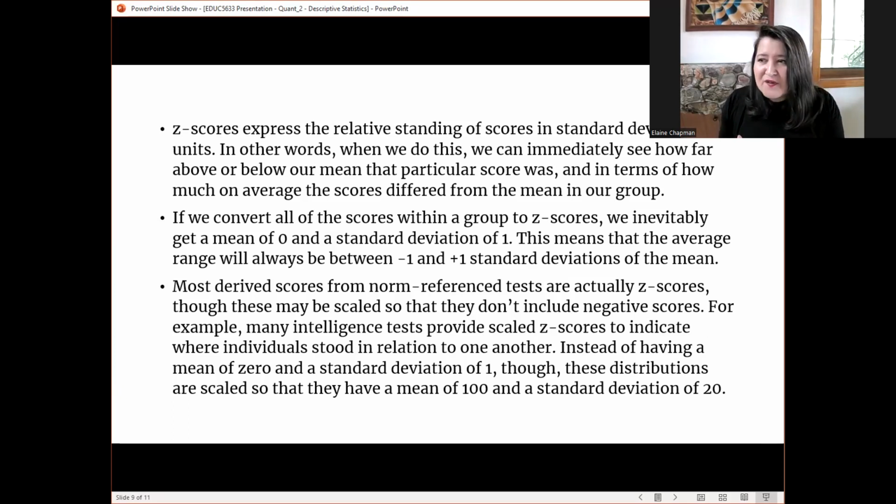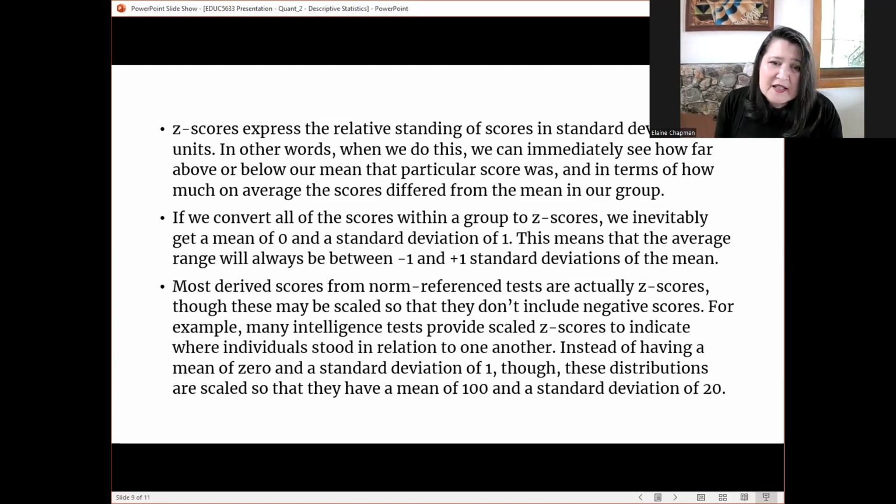If I have somebody else who gets a Z-score of -0.5, that indicates that although this person was actually below the mean, as indicated by the negative, they're still within the average range because their Z-score was only 0.5. So even though they're below the average, they're still within the average range of scorers. Converting to Z-scores can be quite useful for interpretive purposes.